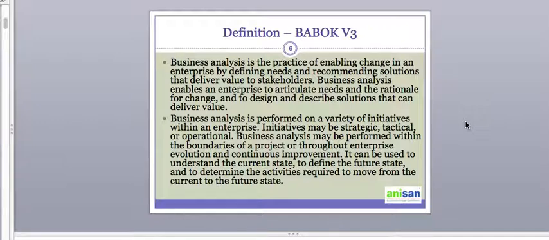Then the rationale for the change: we build the business case and justify the investment required for the change. We will prepare the ROI, return on investment, or business case, that is cost versus benefit. What is the cost of the solution, and what are the possible or expected benefits? The benefits also cover tangible and intangible benefits.